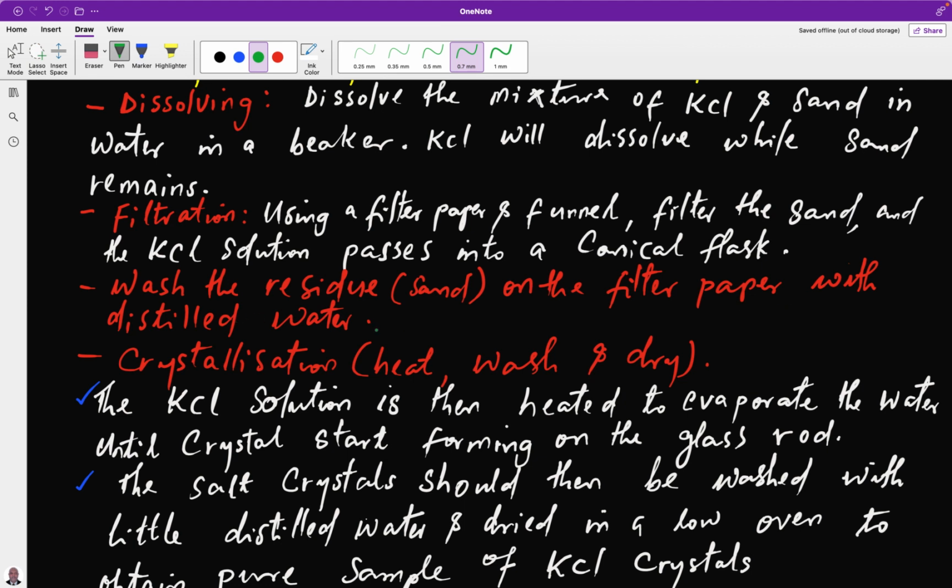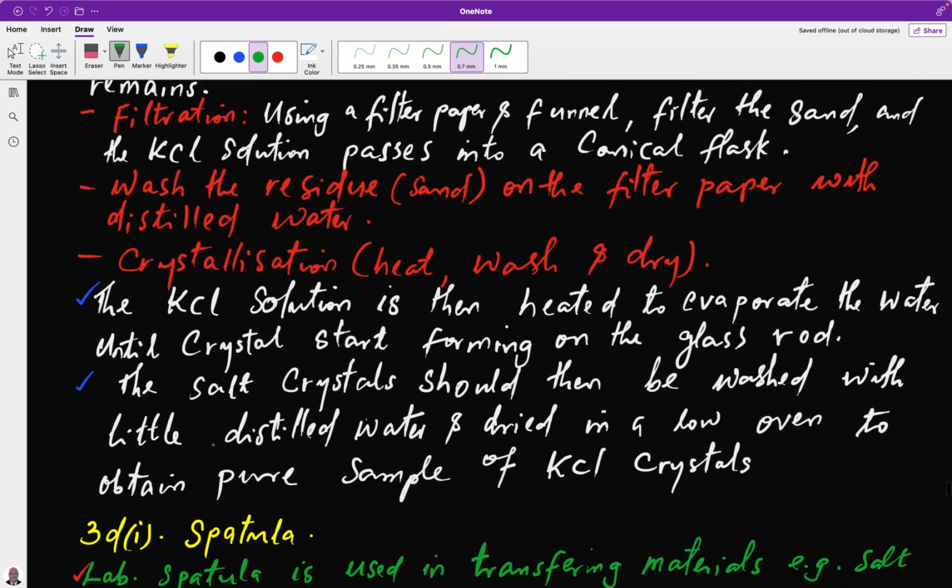Then the last stage is to crystallize. Under crystallization, we have heating, washing, and drying. So crystallization. The potassium chloride solution is then heated. That is the potassium chloride solution that has been filtered into the conical flask. We have not thrown away the residue. Only the solution of potassium chloride that is in the conical flask.